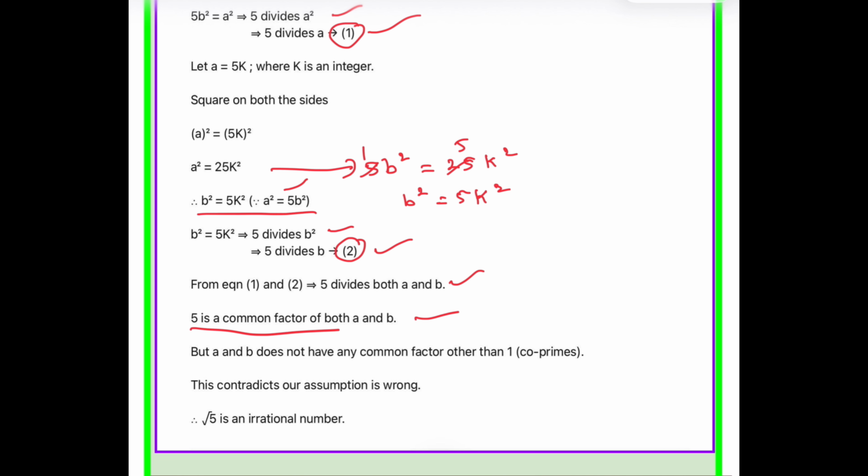But a and b do not have any common factor other than 1 because they are co-primes. This contradicts, so our assumption is wrong. Therefore, root 5 is an irrational number. This is a very important one for 3 marks.